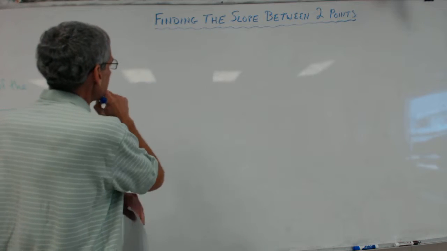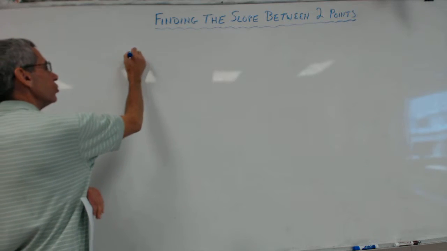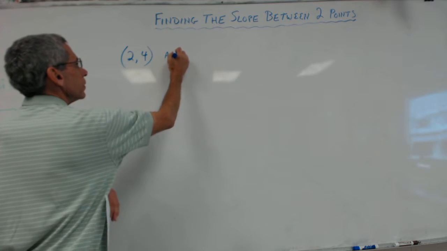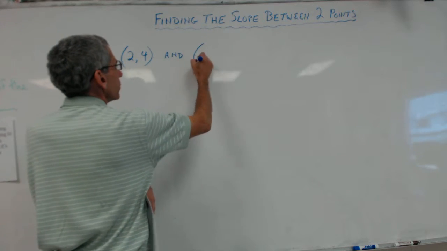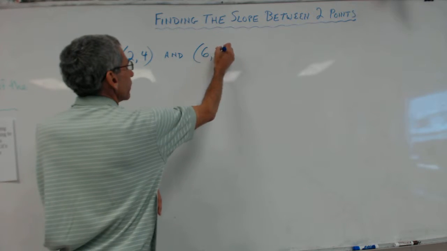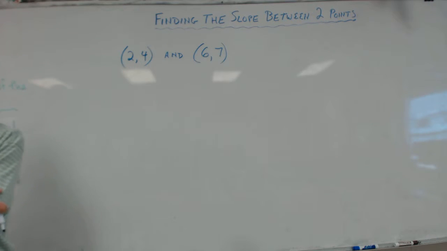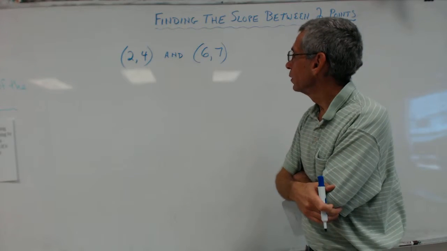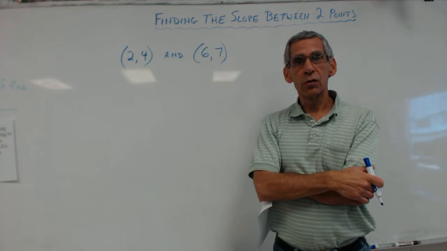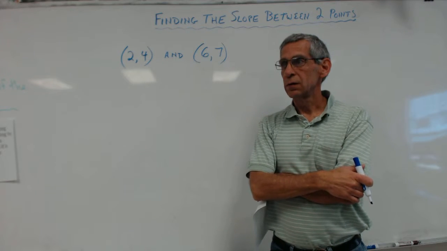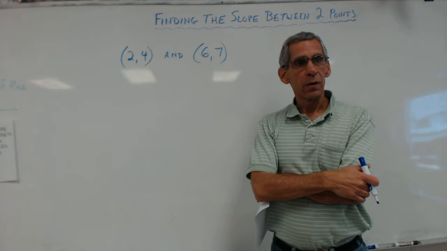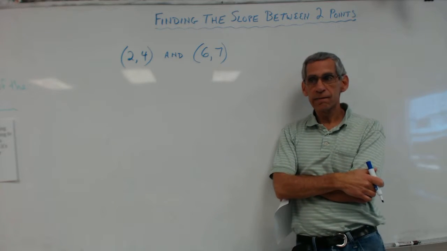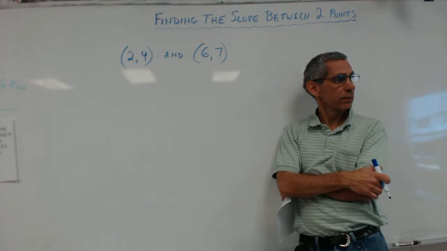All right, so let's say I had 2 points. Let's say I had (2, 4) and (6, 7). And I wanted to know what is the slope between those 2 points. Okay? Do you guys have an idea of how you might do it? Anybody have an idea? Yes?